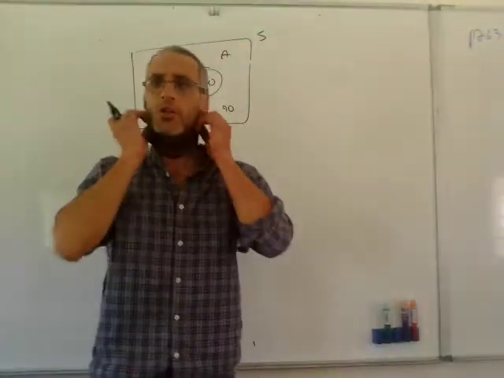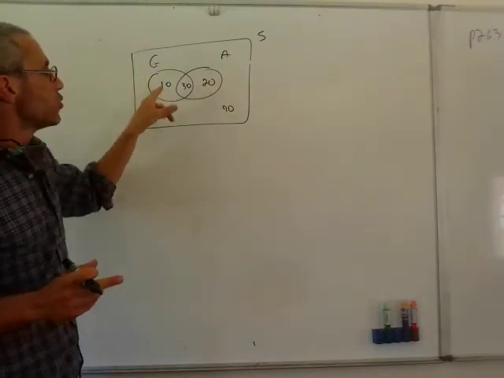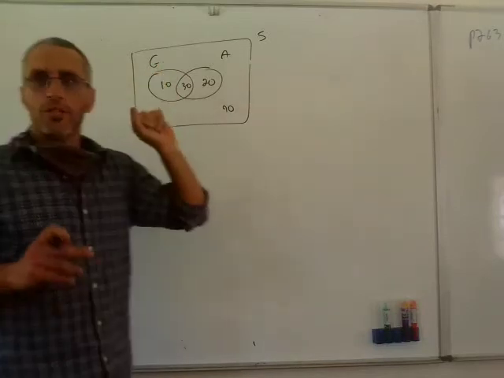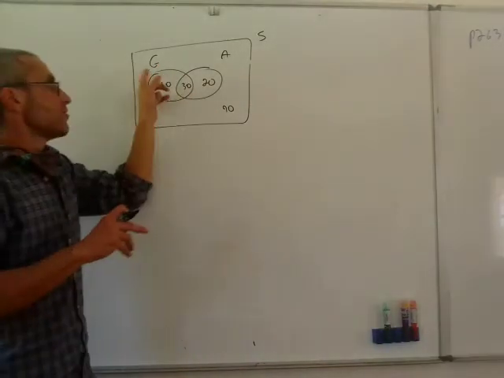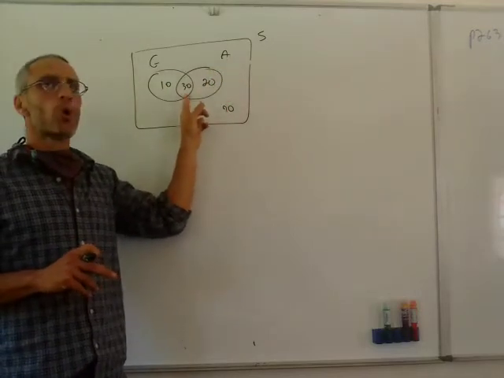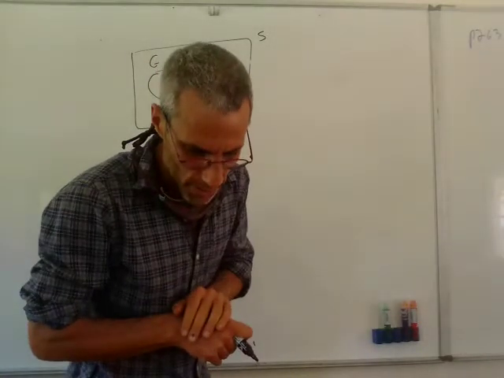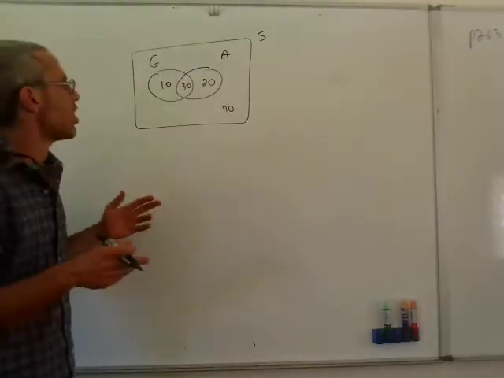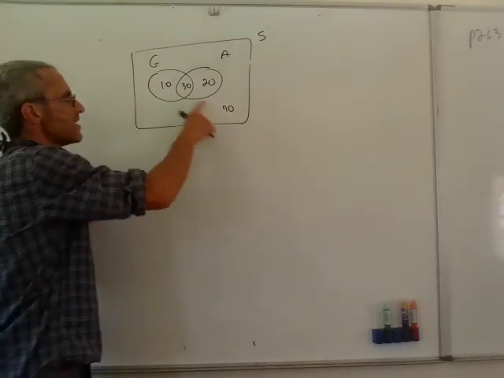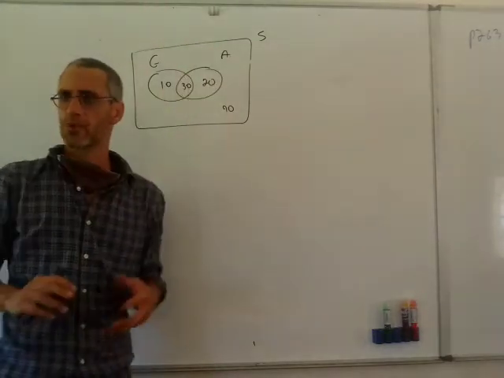Right, so now we're going to do our first proper example. We've got a sample of students who are taking options. They can take geography or accounting or both or neither. Let's ask ourselves, how many people are there altogether? 150, right? 90 plus 10 plus 30 plus 20 is 150. That's the whole sample space.